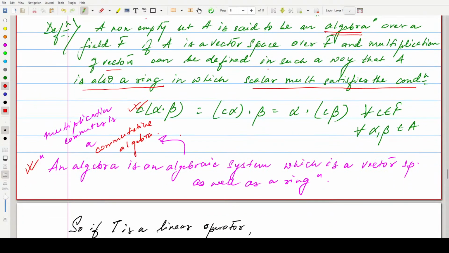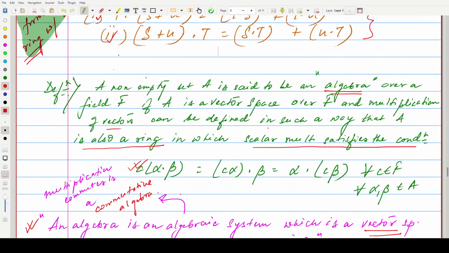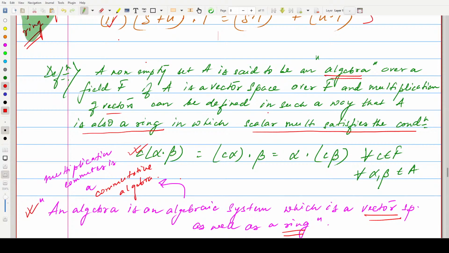Okay. So a nice way of looking at it is an algebra. So what is an algebra? An algebra is an algebraic system. So what this is, our algebraic system, is a vector space as well as a ring, right? So an algebra is an algebraic system that is a vector space and a ring. And basically, if our multiplication commutes, then we have something called a commutative algebra.